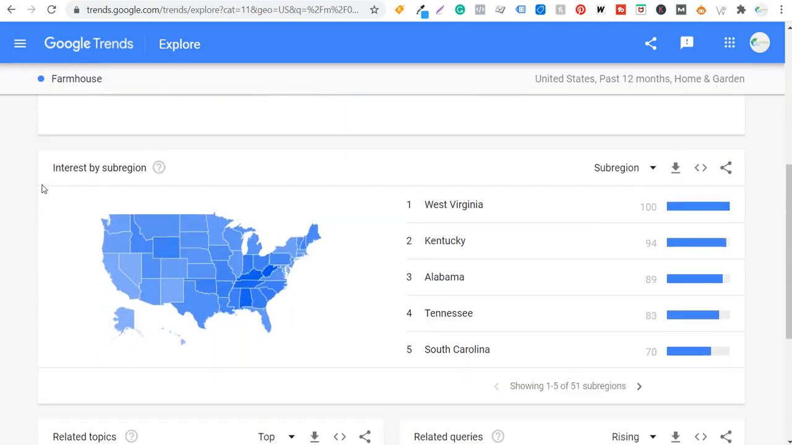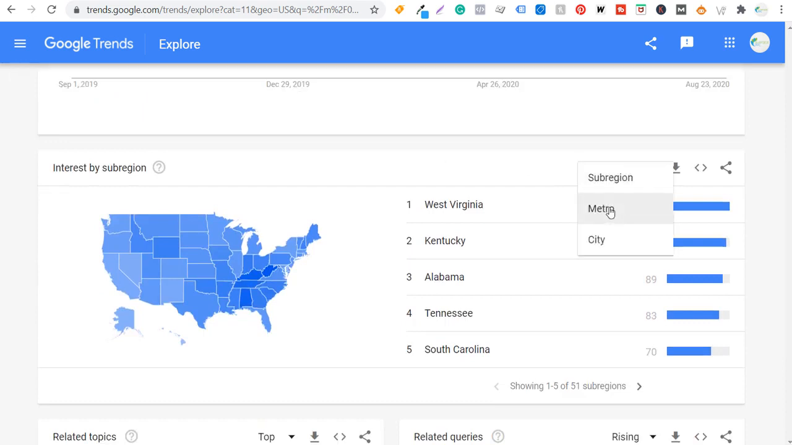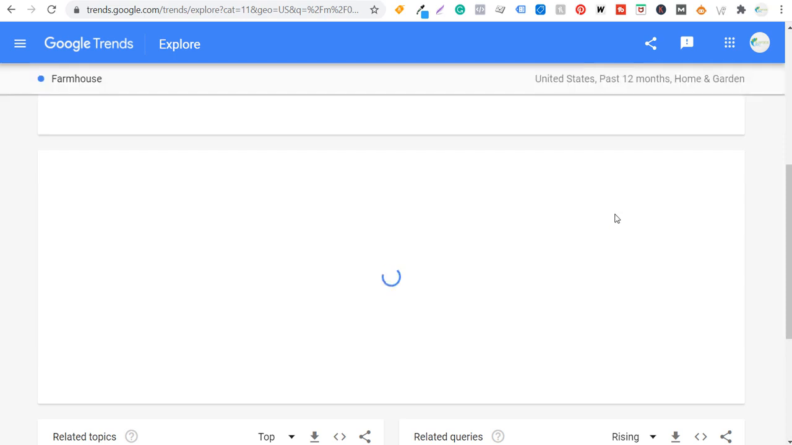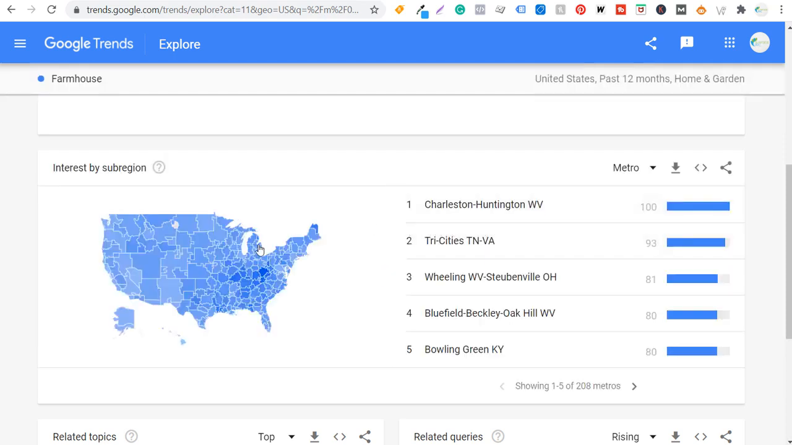Interest by subregion. So this could be helpful for my business to find out top metro areas or top cities for people who are interested in farmhouse. So let's use metro areas. So you can see Charleston, Huntington, West Virginia, Tri-Cities, Tennessee. So I could use this data as I'm building advertising campaigns to make sure that I'm reaching people in these subregions that are showing the most interest in a specific topic.